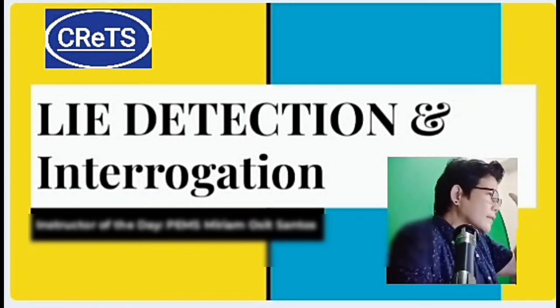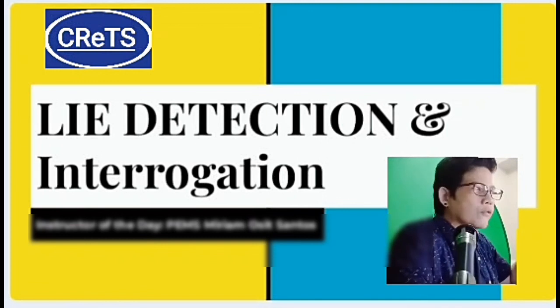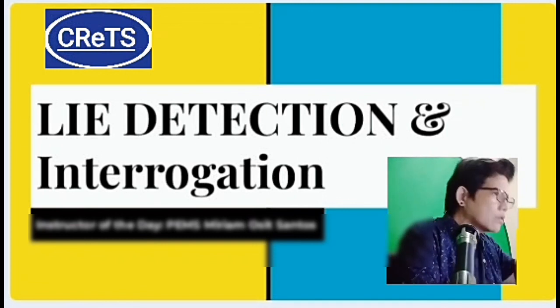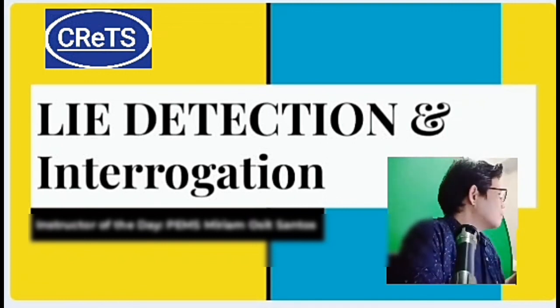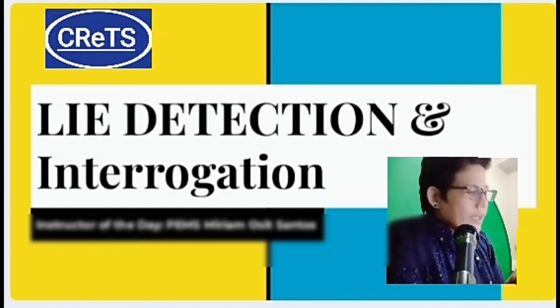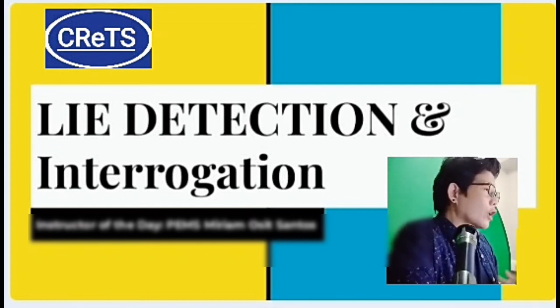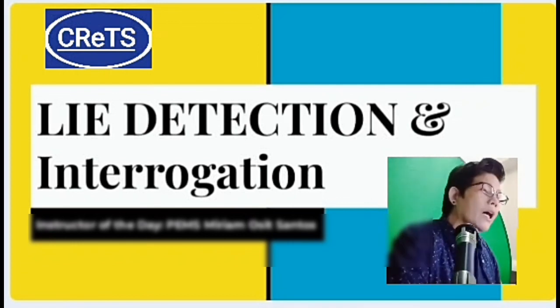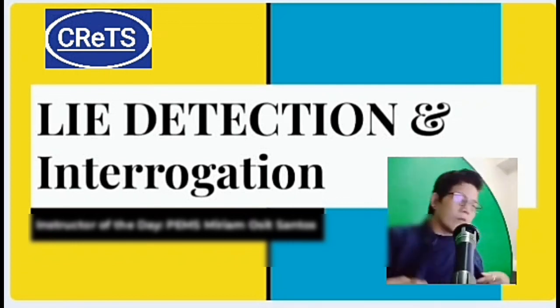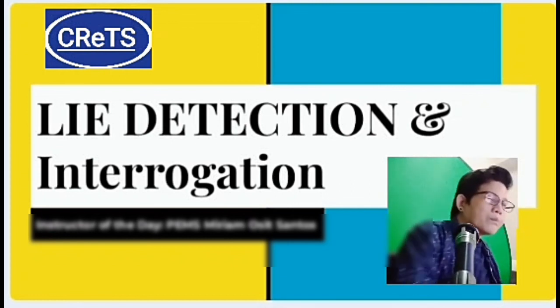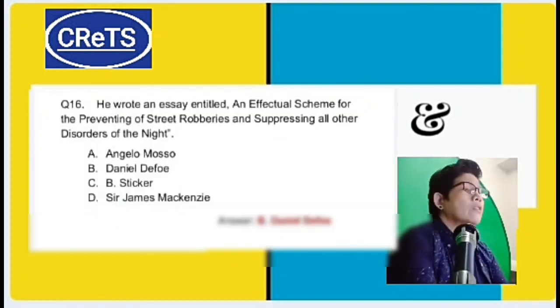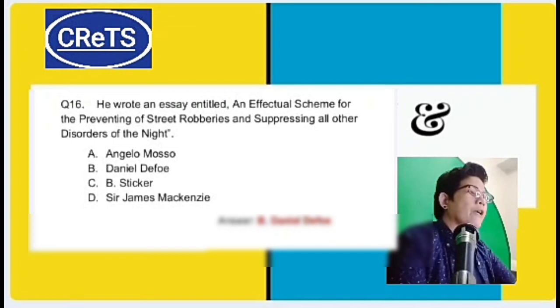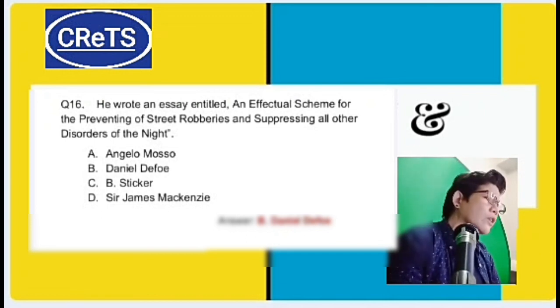Nakakapagpataas ng adrenaline. In any movement, motion, or force na tataas yung adrenaline mo, mag-go ka, magkakaroon ng arousal, di ba? Ganado ka na. And one good example nga yung mga ayuda nung tayo'y bumaba.